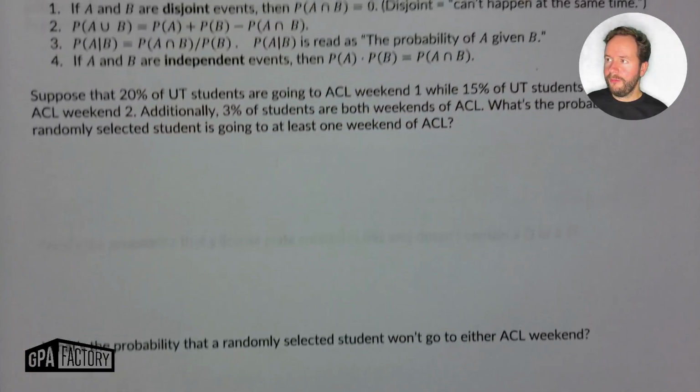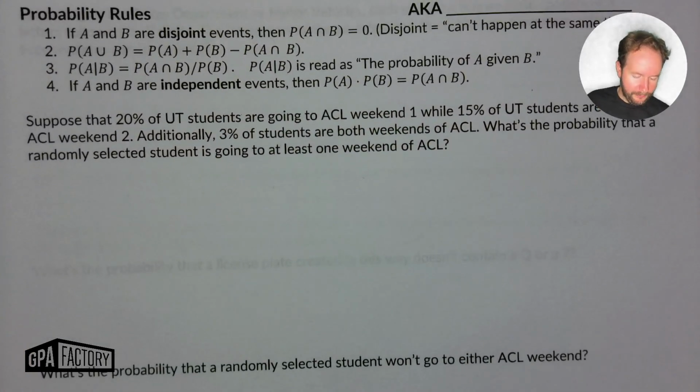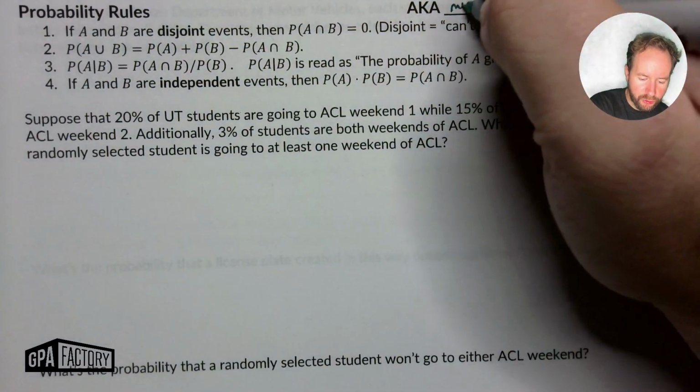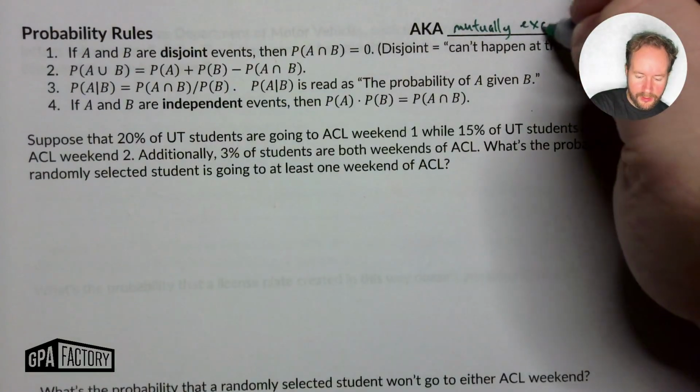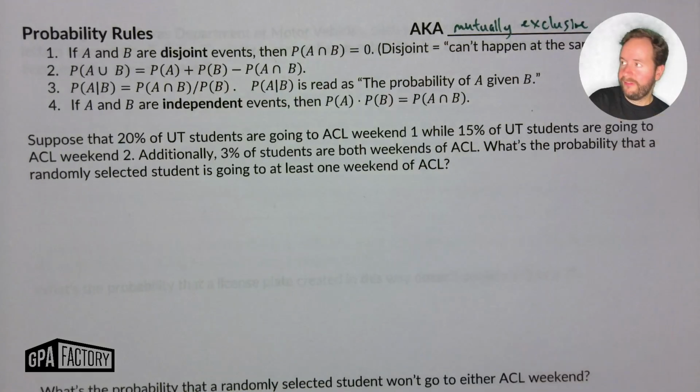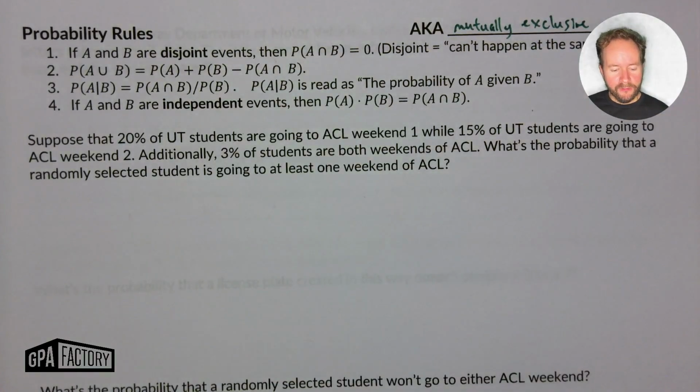Okay, let's do some really easy probability rules. This is where I've mentioned disjoint again, but again, disjoint means mutually exclusive. So I just want to remind you, mutually exclusive is a synonym for disjoint. Got some other rules here.